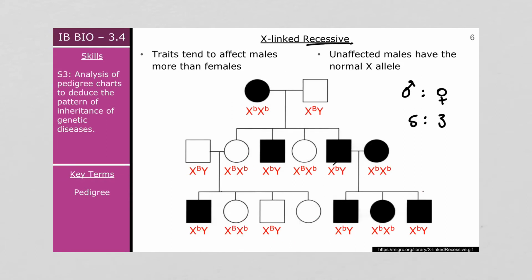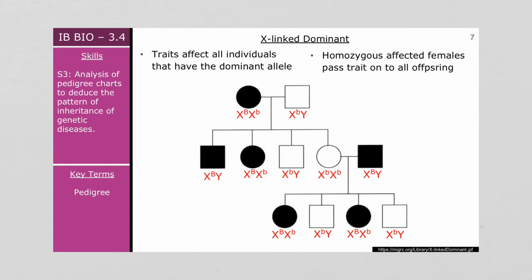And that's an X-linked recessive. In X-linked dominant, again, you're going to see the trait in all individuals that have the dominant allele. So even though it is sex-linked, if it's X-linked dominant, it's just as likely to show up in females as it is in males, because even if females only have one allele for the trait, they're still going to be affected. So you're going to see a more equal distribution, and homozygous affected females are going to pass the trait to all of their offspring.